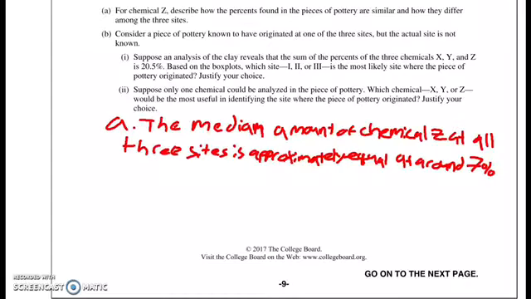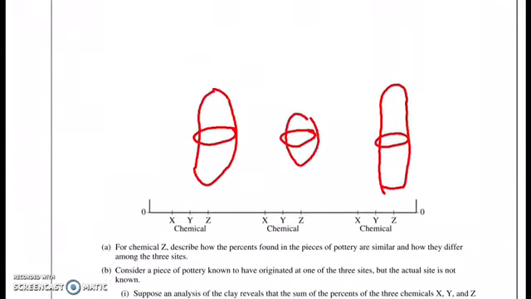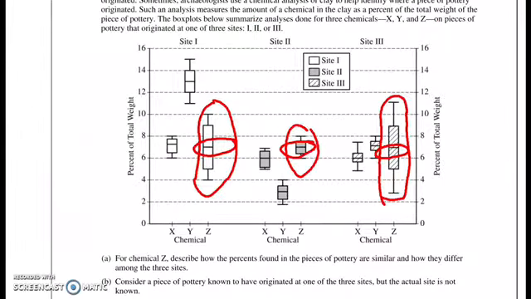And then moving on, the next thing we're going to compare is the spread. So for this, we can look at range and IQR. We see that the range for chemical Z at site 3 is the largest, followed by site 1 and site 2. And the IQRs for site 3 and site 1 are about the same, with site 2 being smaller than both of these.